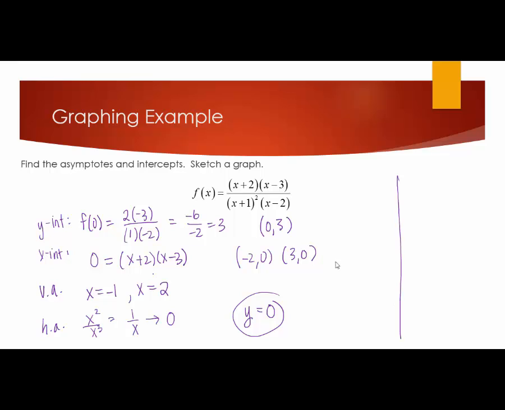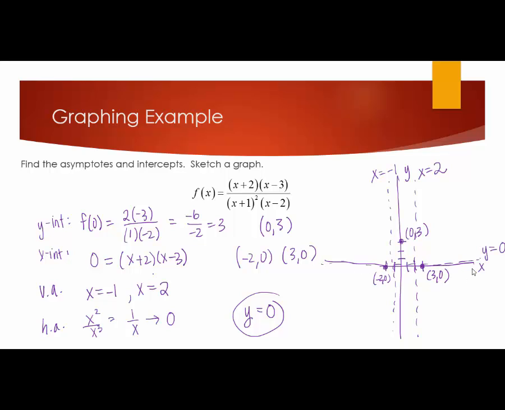Let's see if I have enough room to plot this right over here. I know I have the point 0, 3. Again, I'll write in the point in order to indicate a scale. The points -2, 0, and 3, 0. Two vertical asymptotes at x equals -1, so let me put this in with a dashed line and label it, and x equals 2. And then a horizontal asymptote, which is just my x-axis.